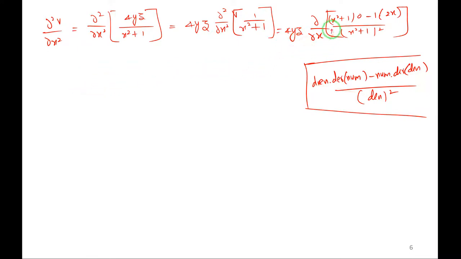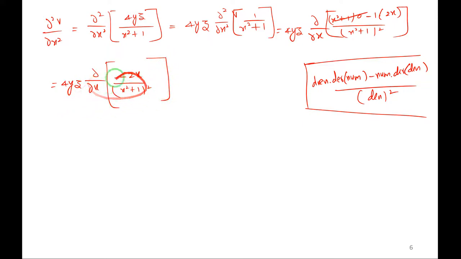Once we have differentiated, we still have to differentiate another time. So let me simplify it first. Dou by dou x of, the first term will be 0. So what will I get? Minus 2x divided by x square plus 1 whole square.